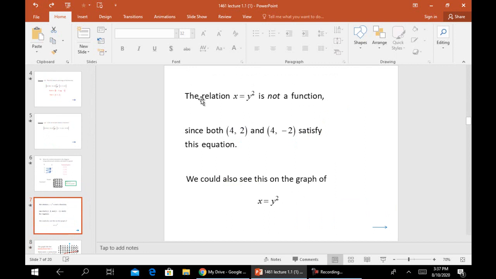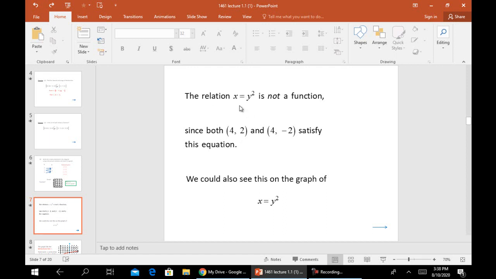The relation x is equal to y squared is not a function. So what am I talking about here? Well, if you look at the equation x equals y squared, you look at the solution set, that is the set of all pairs of numbers that satisfy this equation. And is that set of pairs a function?